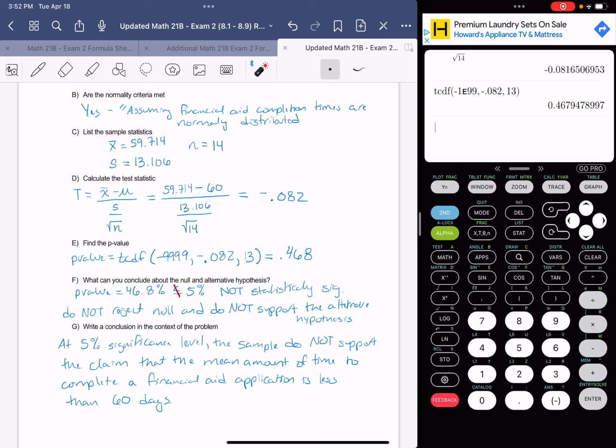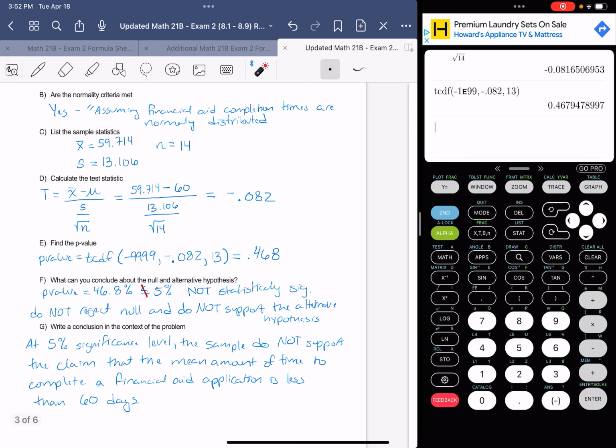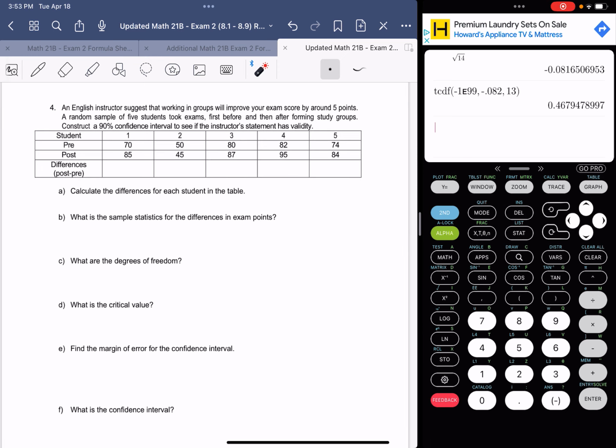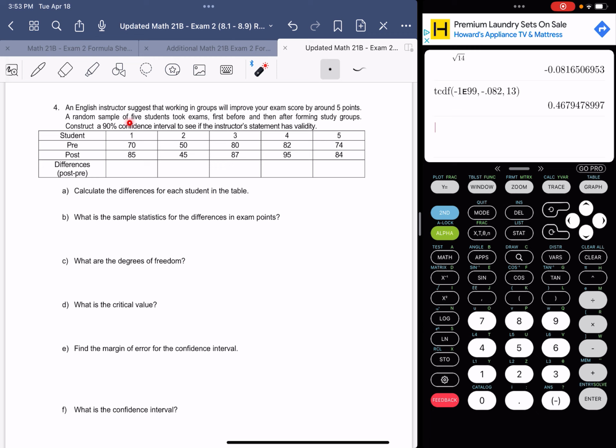Are you guys ready for number 4? Okay, let's start number 4. An English instructor suggests that working in groups will improve your exam score by around 5 points. A random sample of 5 students took exams, first before and then after forming study groups. Construct a 90% confidence interval to see if the instructor's statement has validity.